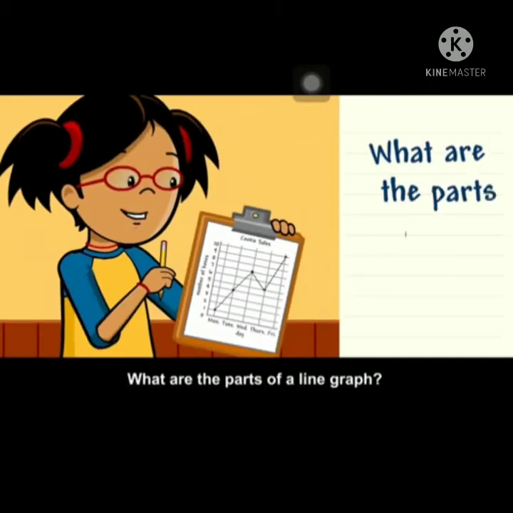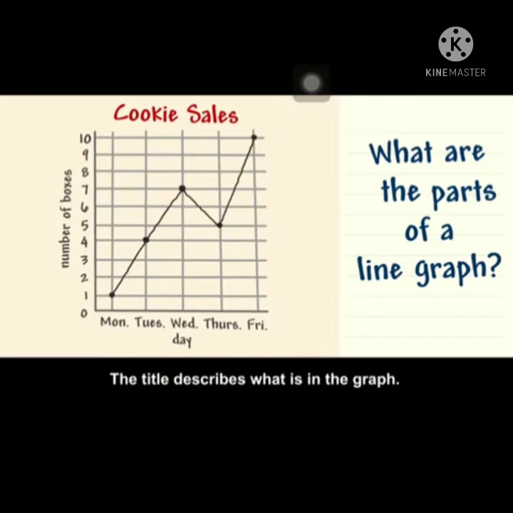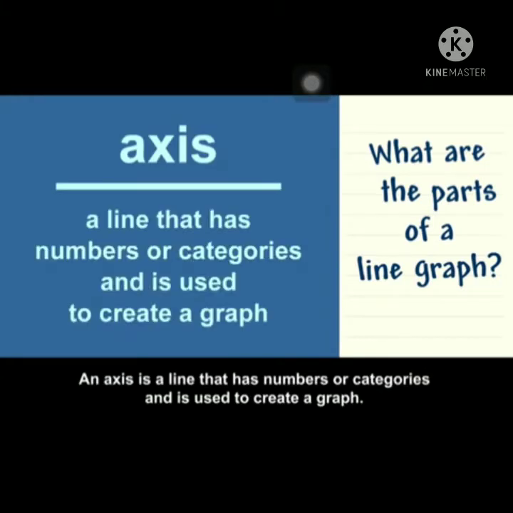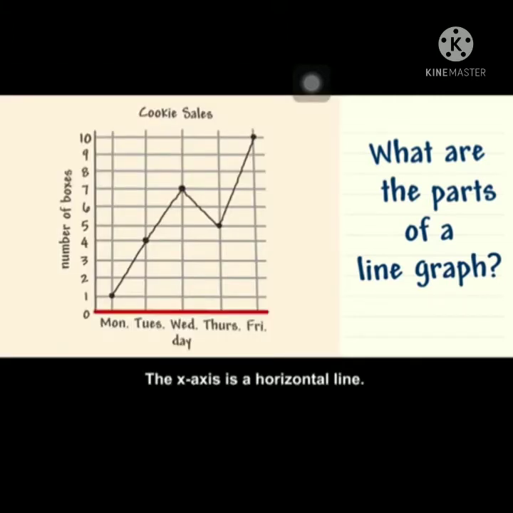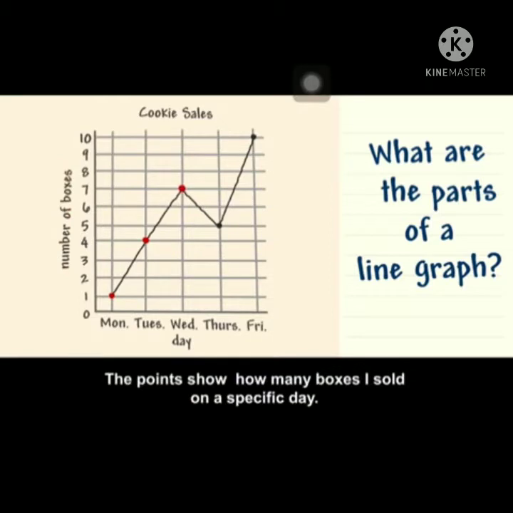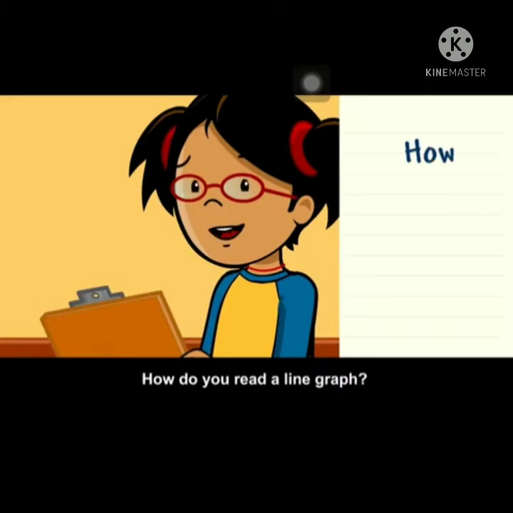What are the parts of a line graph? The title describes what is in the graph. My line graph tracks my cookie sales. An axis is a line that has numbers or categories and is used to create a graph. The x-axis is a horizontal line. That's the one that goes across. On my graph, it shows the days. The y-axis is a vertical line. That's the one that goes up and down. On my graph, it shows the number of boxes I sold. The points show how many boxes I sold on a specific day. How do you read a line graph?